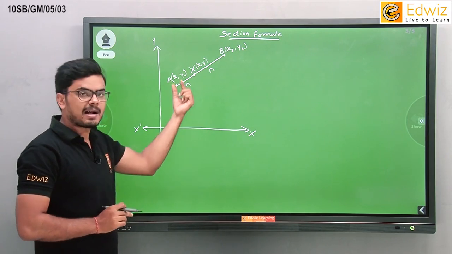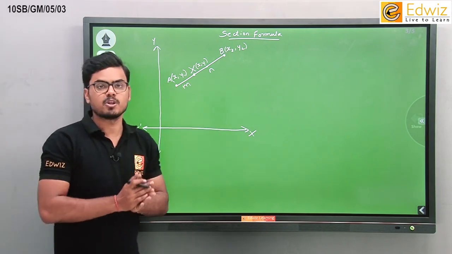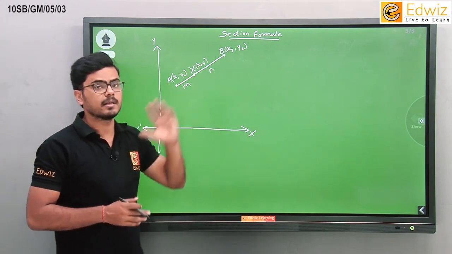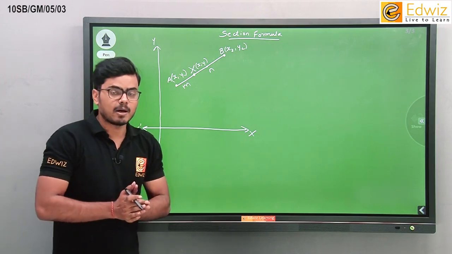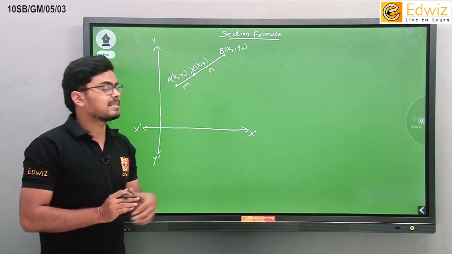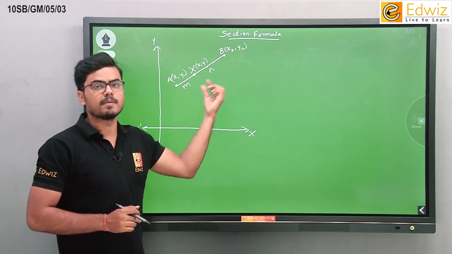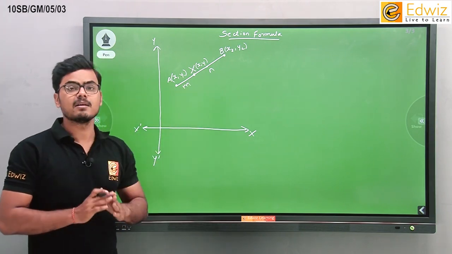Okay, suppose the parts are m and n. The ratio of the two parts is m:n. Okay, so we have to find out what is the point that is dividing the line in the ratio m:n. For that we have to find the formula.